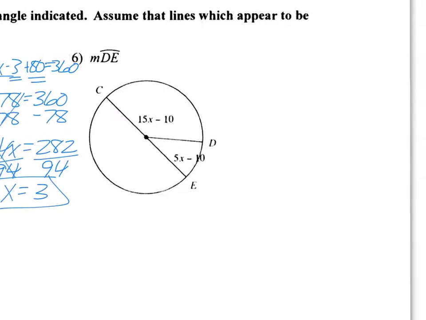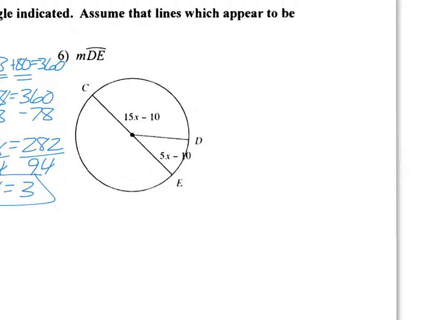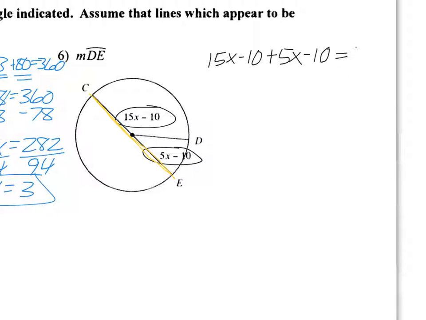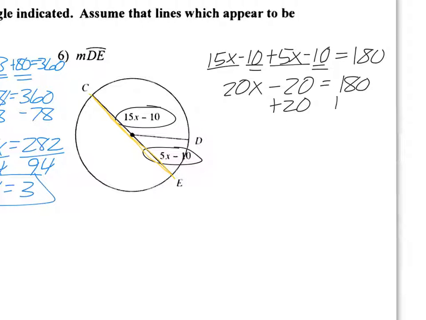Okay, let's do this last one. Okay, so this time we have 5x minus 10 and 15x minus 10, all on this one side, which is half the circle, which is 180. So my equation is going to be 15x minus 10 plus 5x minus 10 equals 180. Combine these two, that's 20x minus 20 equals 180. Then add 20 to both sides. So 20x is 200. So that means x is going to be 10.